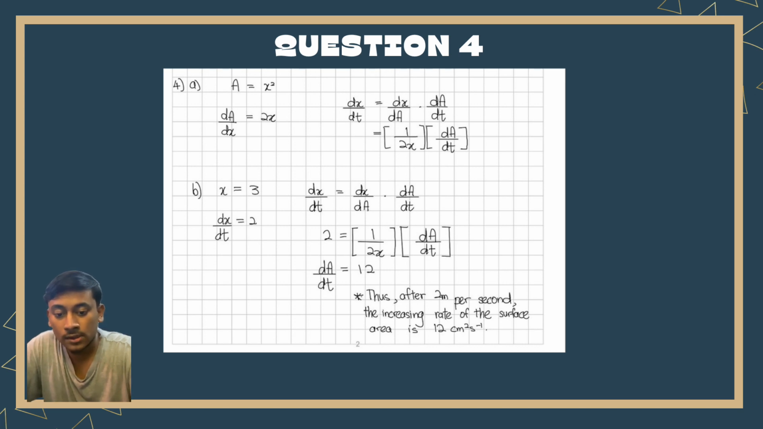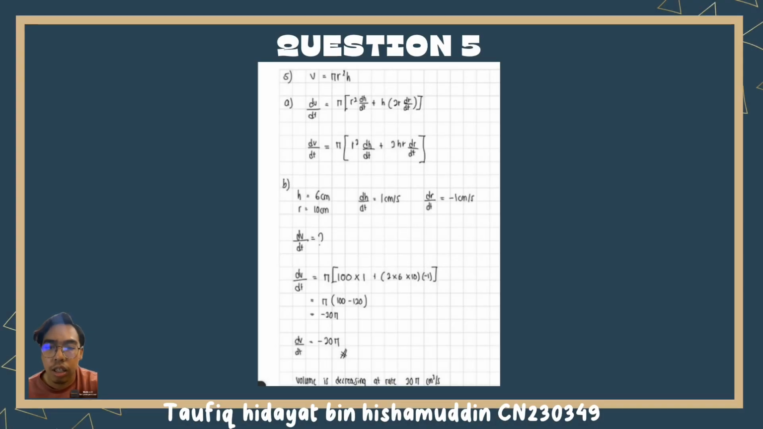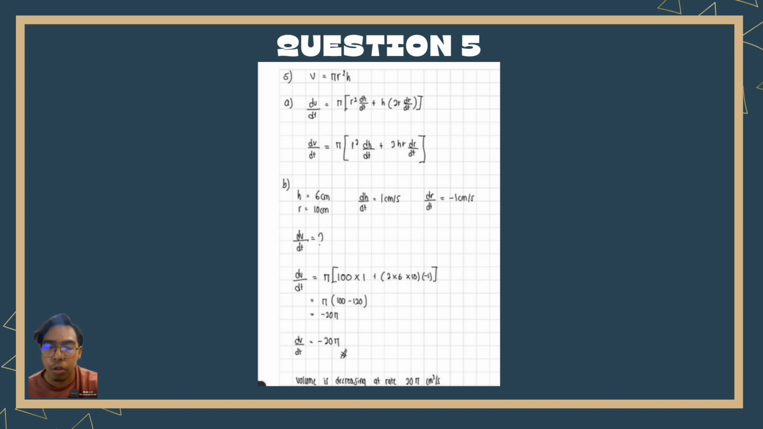For 4b, we know that x equals 3 and dx over dt equals 2. So we use the equation from 4a, substitute 2 into dx over dt and 3 into x, and we got dA over dt equals 12. For question 5a, they ask how dA over dt and dx over dt relate. So we differentiate both sides with respect to t. We just need to do the product rule on the right side, then we got the equation. For question b, we already have the equation and all the values, so we just substitute them into the equation and we got the answer.